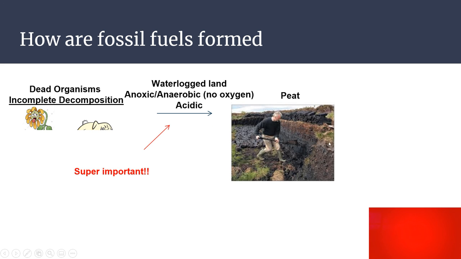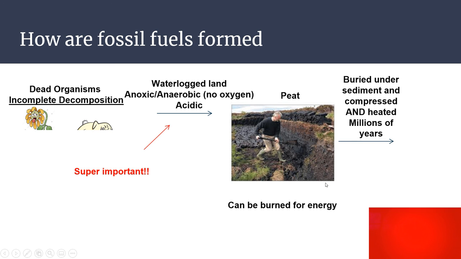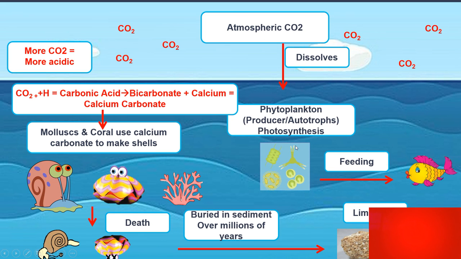After that, you will get some peat to form. After peat, this can either be burned directly for energy, or if it is further compressed under even more sediment and heated over millions of years, you'll end up with coal, oil, and gas. Although I think your book says oil and gas come from ocean and lake sediments, so that might make it different from peat. Okay, so we'll go ahead and move on to the aquatic, the water carbon cycle next.